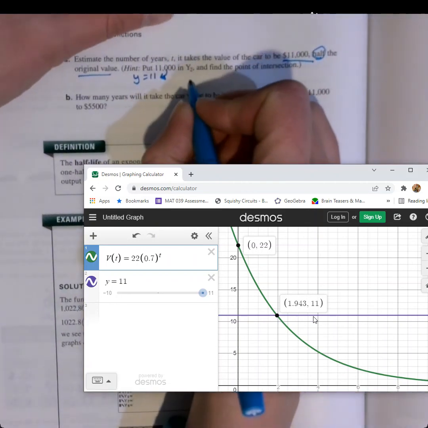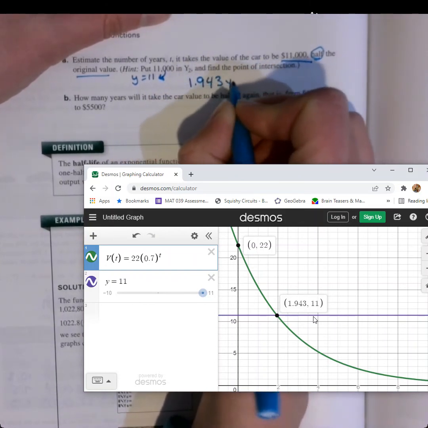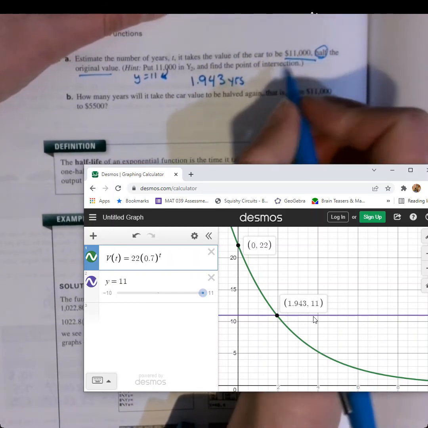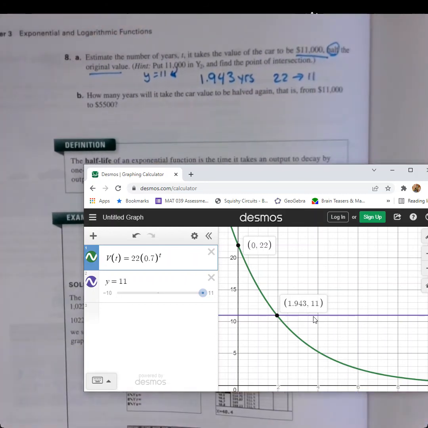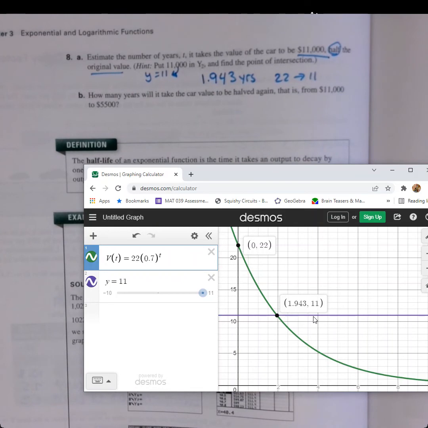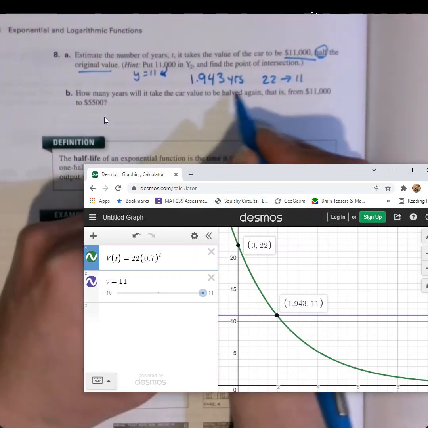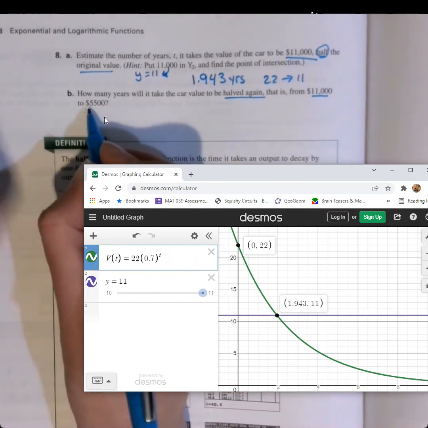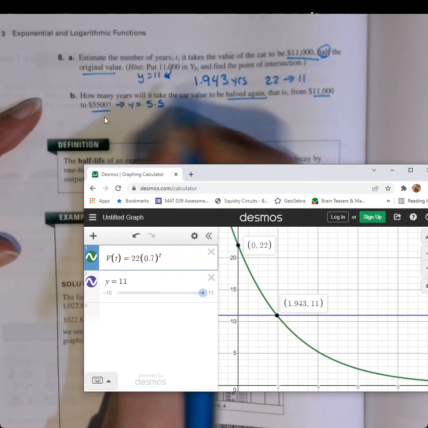Okay. So 1.943 years, or 1.9 years, we go from 22,000 down to 11,000. Now, I am always comparing the two inputs here, but 1.943 minus 0, since this one has 0 as its initial value, is still 1.943. When I do the next one and I compare how long it takes for it to be halved again from 11,000 down to 5,500, this one I'm going to graph a y equals 5.5 to keep the units in thousands.